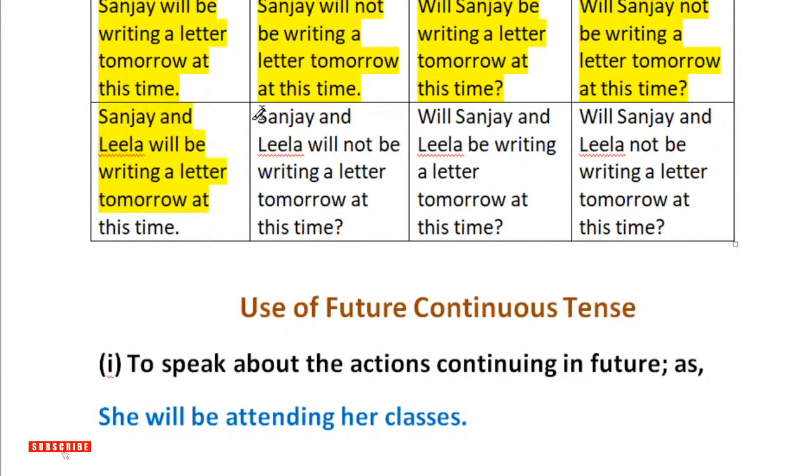So now use of future continuous tense. The first use is: future continuous tense is used to speak about the actions continuing in future. Means the actions that are going on in future. If anything is going on, if anything is happening in future, then we express it in future continuous tense.